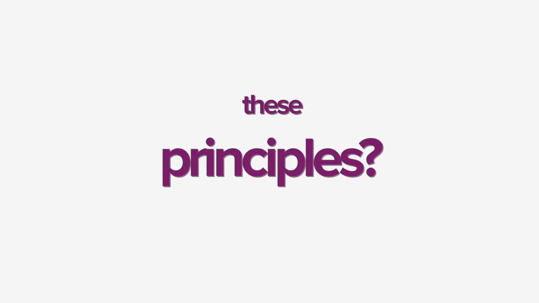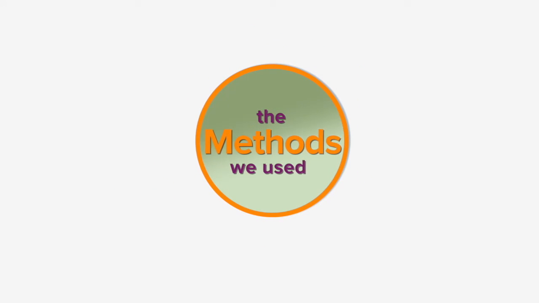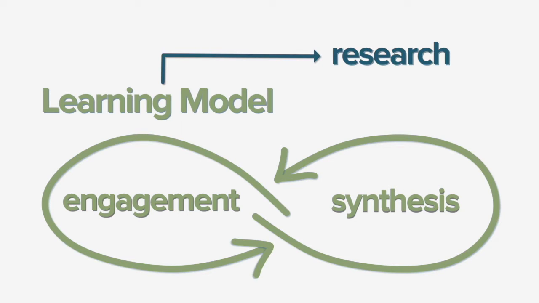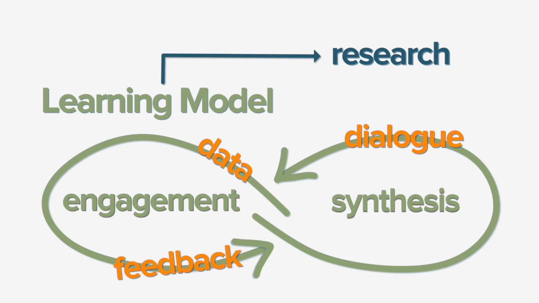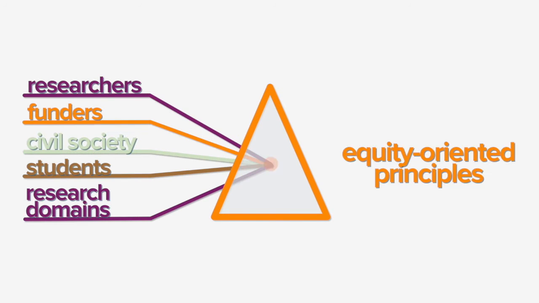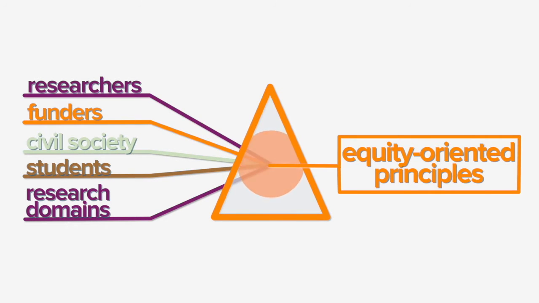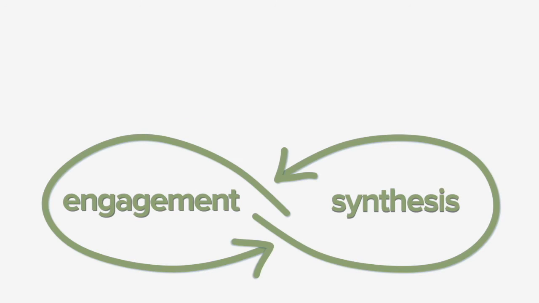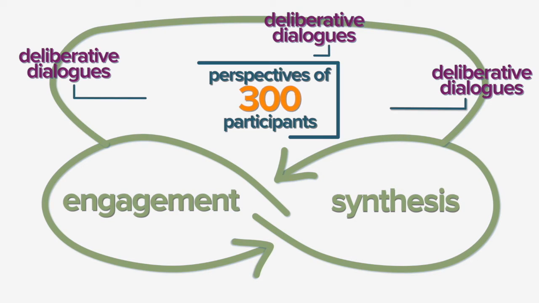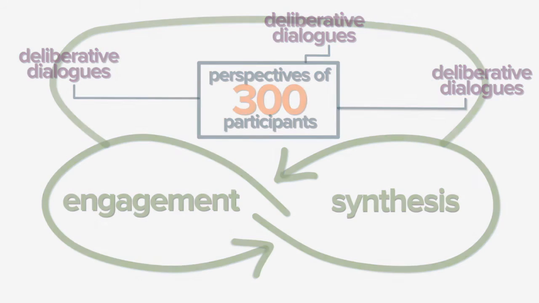How did we arrive at these principles? Let's shift our attention to the methods we use to arrive at this place. At the center of our work lie engagement and synthesis. Using this learning model to guide our research, we use data, dialogue, and feedback to involve an entire spectrum of actors and different research domains in deliberation of our equity-oriented principles. With these cycles of engagement and synthesis continually informing and shaping each other, we convened a number of deliberative dialogues that ultimately included the perspectives of more than 300 participants.